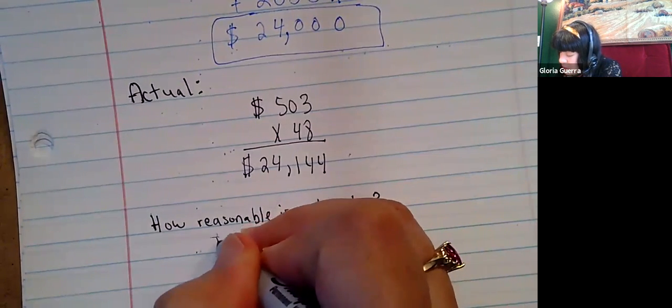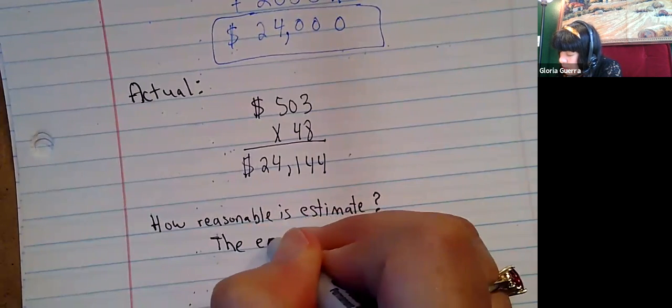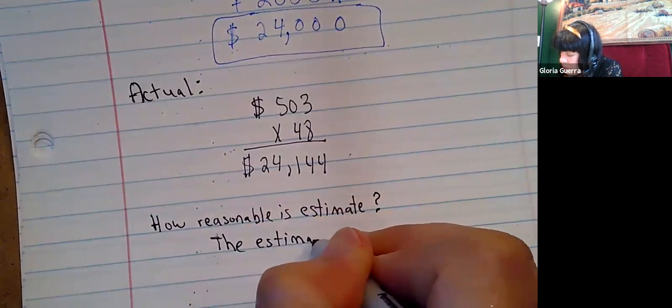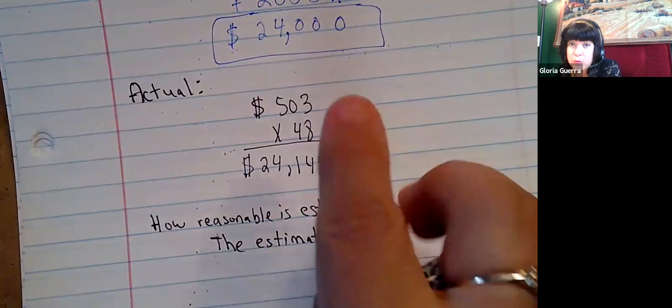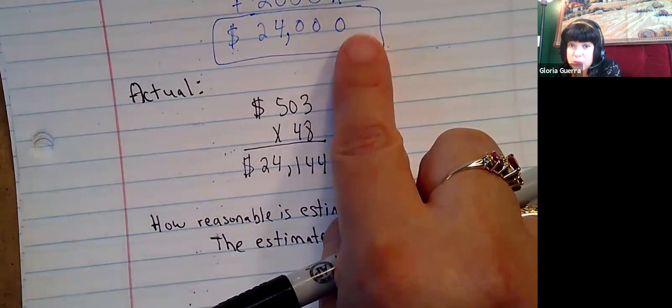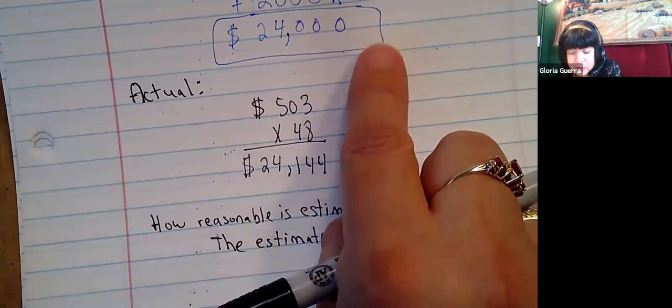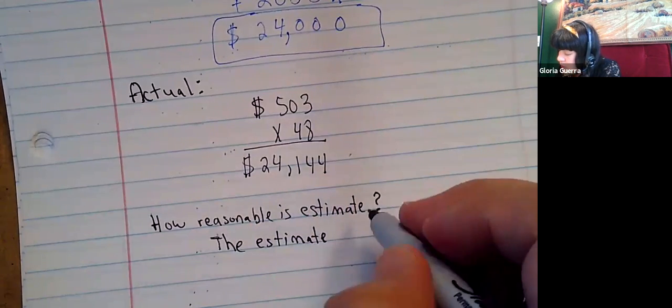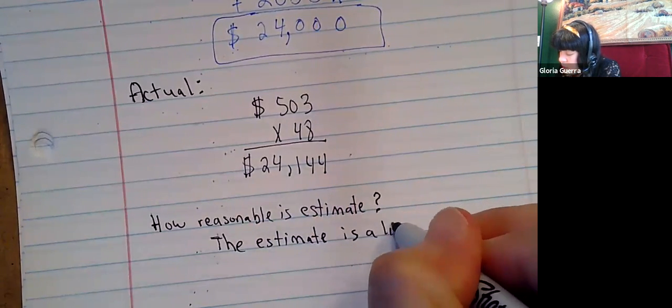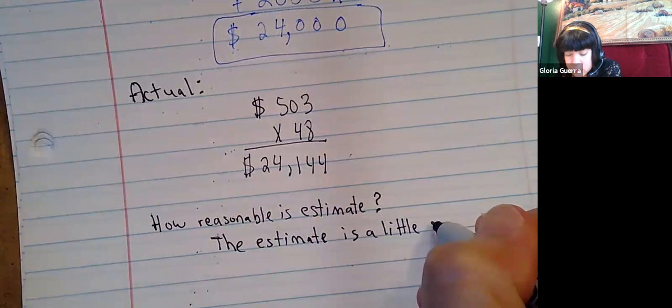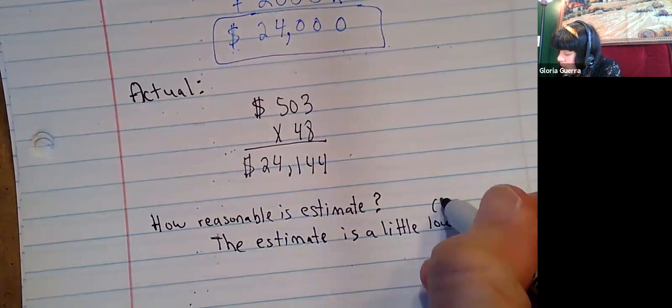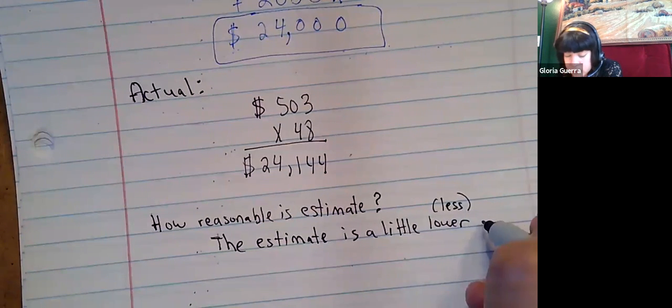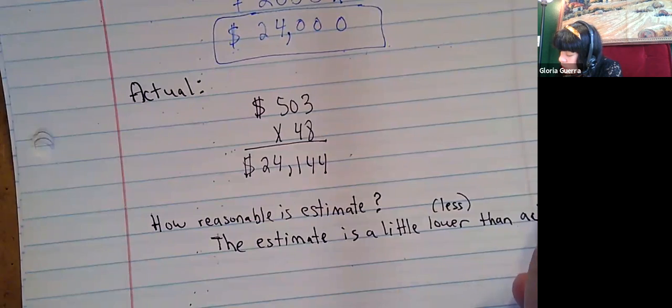And when you're comparing it to the estimate, for us, the estimate, which is 24,000, is a little bit less. It's a little bit lower. So the estimate is a little lower, a little less than the actual.